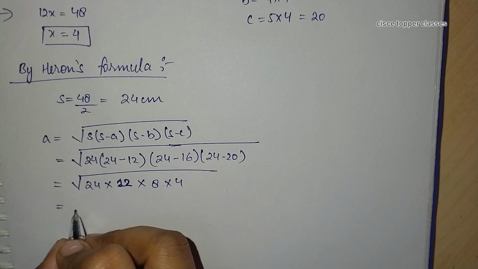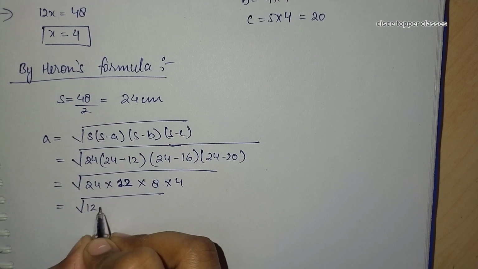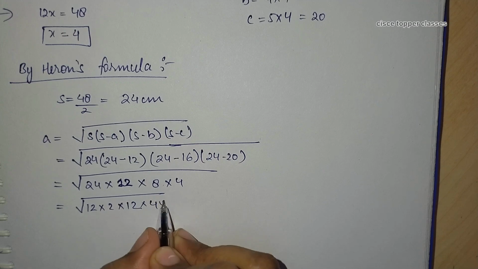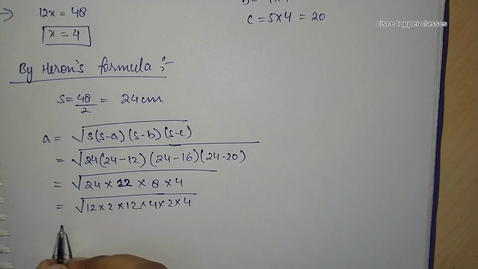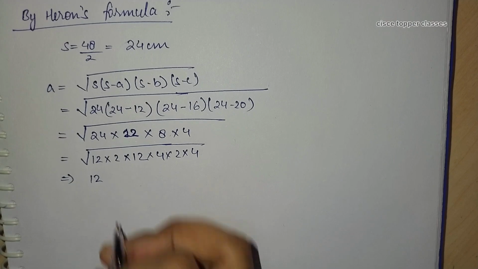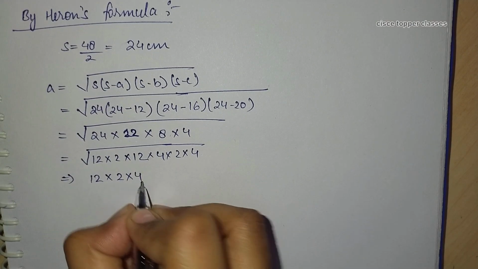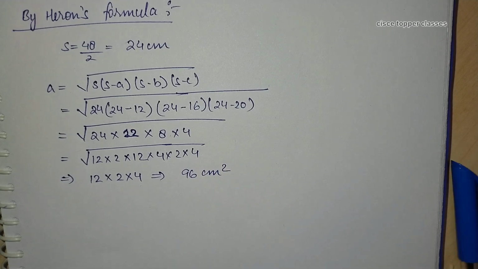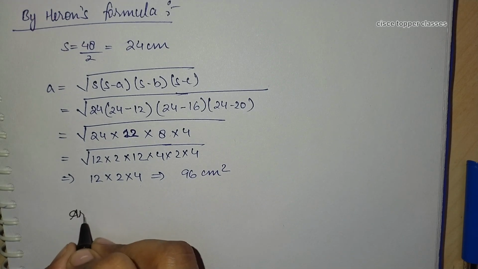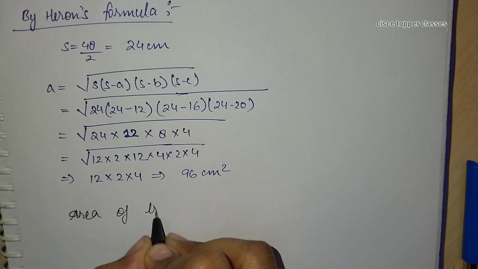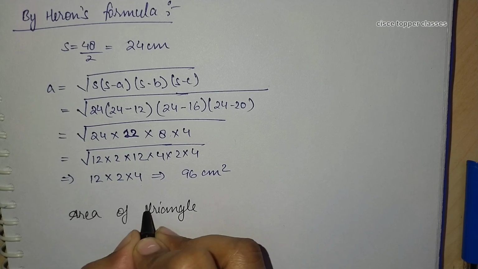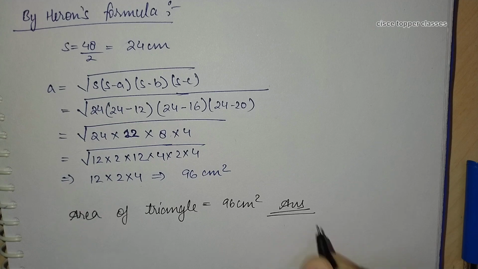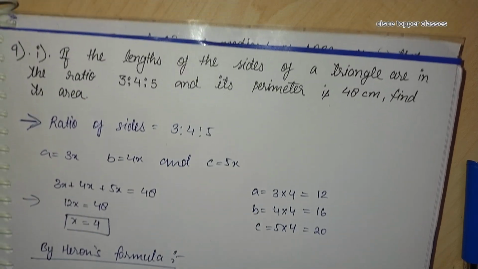Here we can just solve it. We can write this part as 12 into 2 into 12 into 4 into 2 into 4. So on taking the under root, this will be 12 into 2 into 4. So it is 96 centimeter square, which is the area of the triangle that we have to find here. So area of triangle in this question is 96 centimeter square. This is the final answer, and this is the solution of ninth first part.